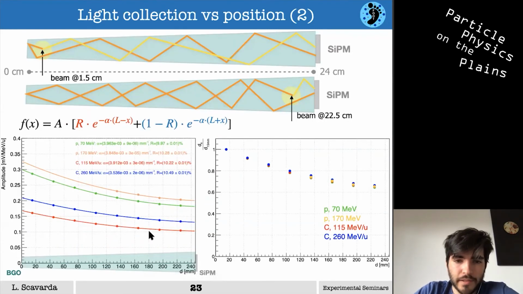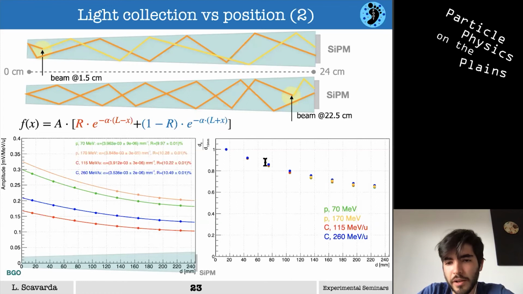Okay, here we have the results of this test beam. We can see that with different colors, we have the different particles and energies. For example, in red, we have the scan with the carbon 115 MeV per nucleon. And we can see that the light collected is not constant, but the closer we are to the SiPM, the less light we have collected. So the result was a little bit unexpected, because we thought a constant response, or at least the opposite trend. When we are closer to the SiPM, we could collect more light.